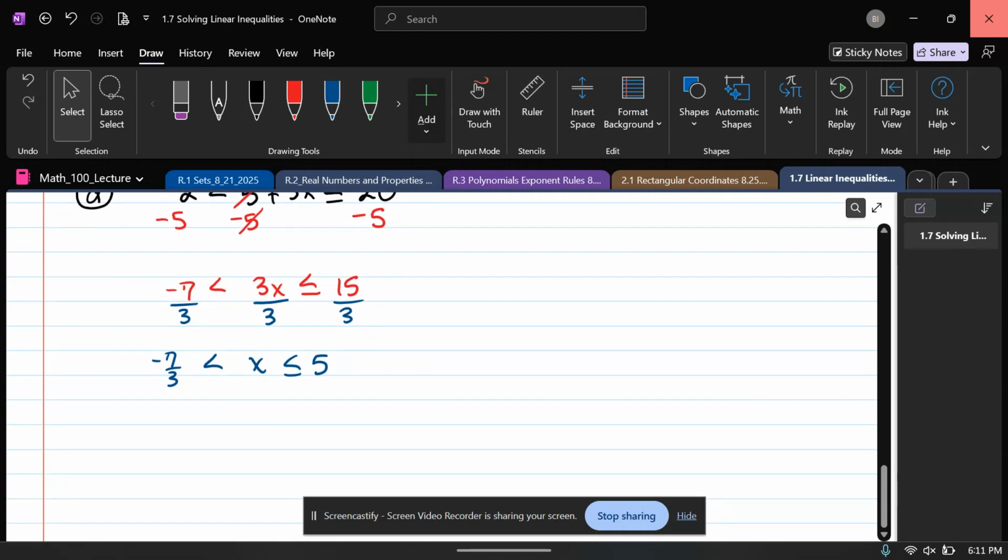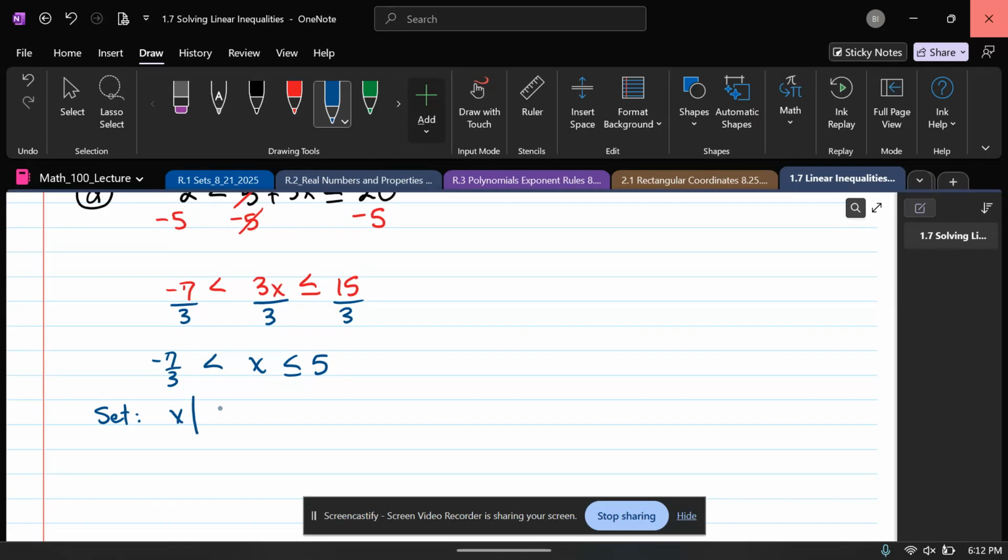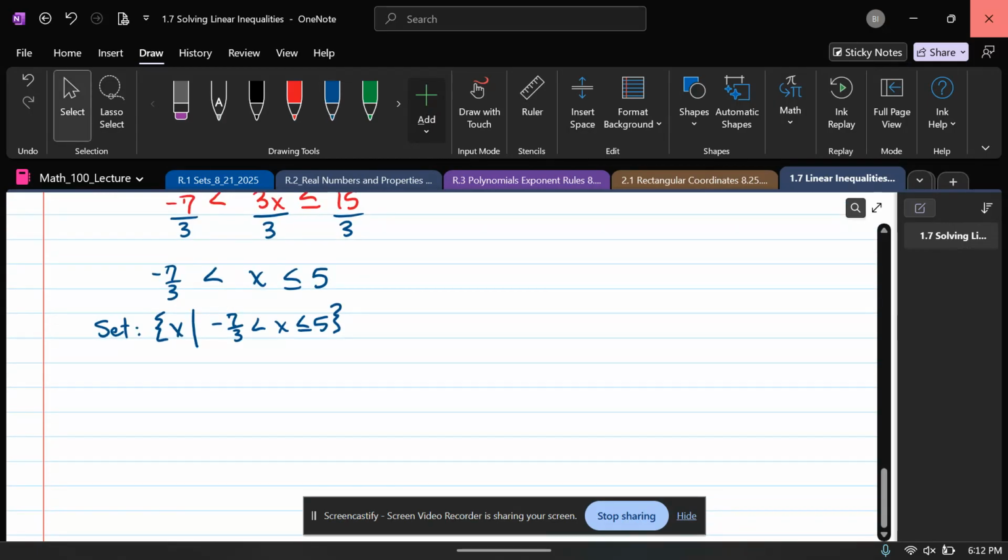Now, the thing you've got to look at here is that it's in order from smallest number to biggest number. If it's not, you've got to turn it around. It usually is, but sometimes some weird things happen. Okay, so my set notation, I'll go ahead and write that. All x's as long as -7/3 is less than x is less than or equal to 5. So there's my set.